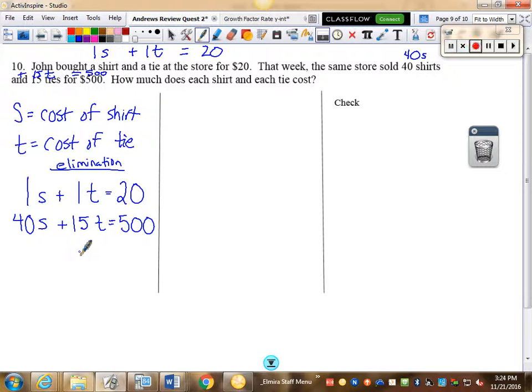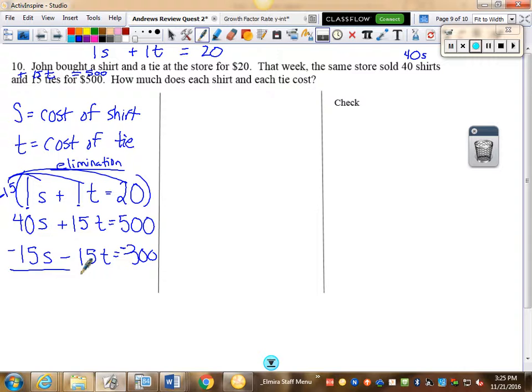And I can't do that right now because I either have 1 in 40 or 1 in 15 and no negatives. Well, the great thing about ones is that I can turn them easily into whatever number I want. So I'm going to choose to make the 1t into a 15t. But I also need it to be negative because this t down here is positive. So I'm going to multiply negative 15 by everything. Negative 15s minus 15t equals negative 300.